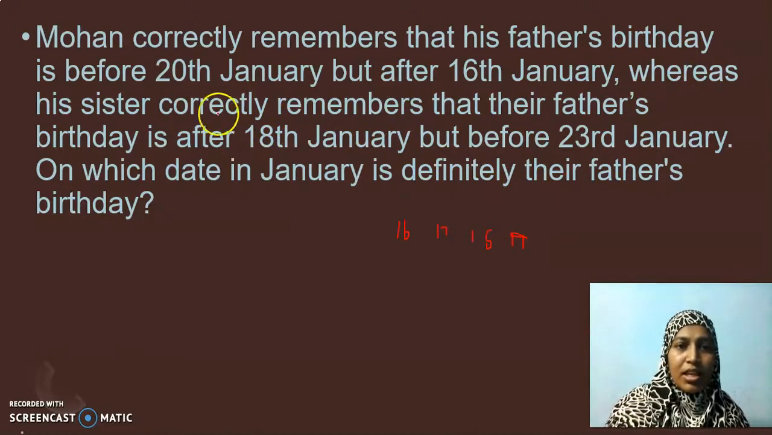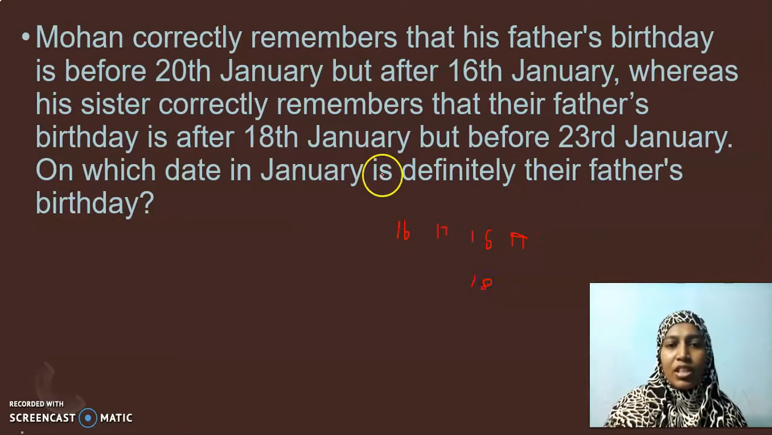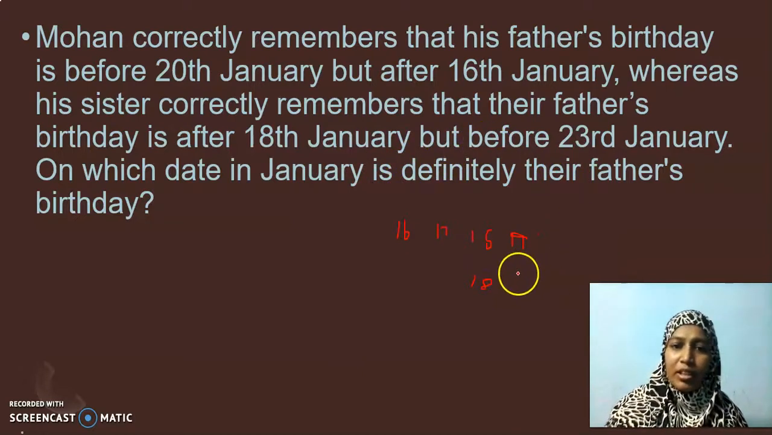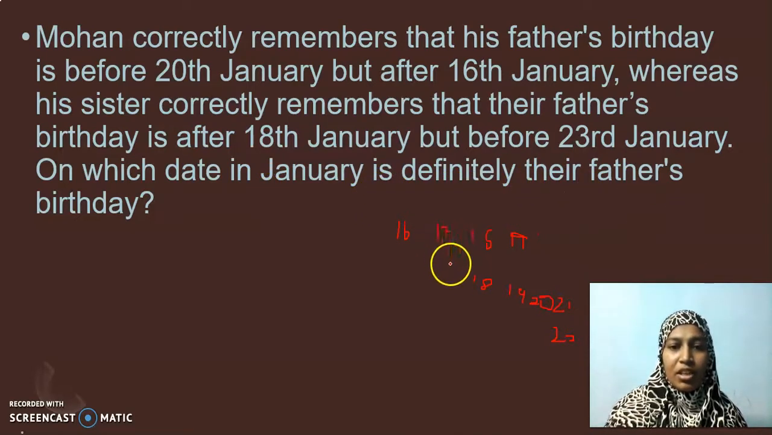Whereas his sister correctly remembers that their father's birthday is after 18th January but before 23rd. So they have the option of 18, 19, 20, 21 and 22, not 23. Actually 18 should not be written here, since it is after 18th. Similarly here, after 16th, we will not write 16th also.